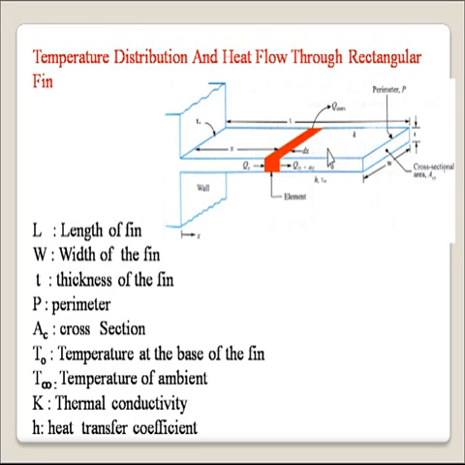Then k is the thermal conductivity of the fin material, and usually fins are made up of high thermal conductivity material to have an effective application of fins. And typically the materials used for fins are copper, aluminum, brass, and this base surface is at temperature T0, and surrounding temperature is T infinity, and Ac is the cross section area of the fin.